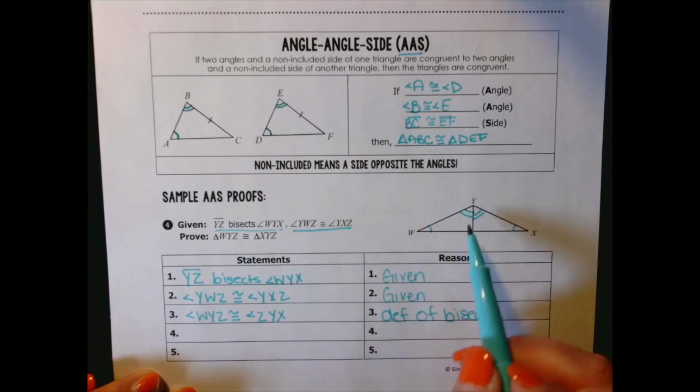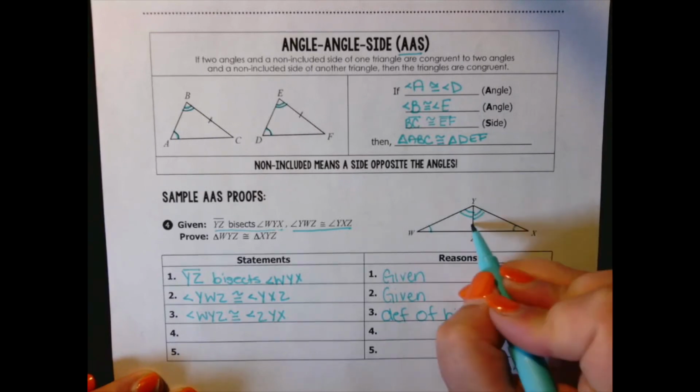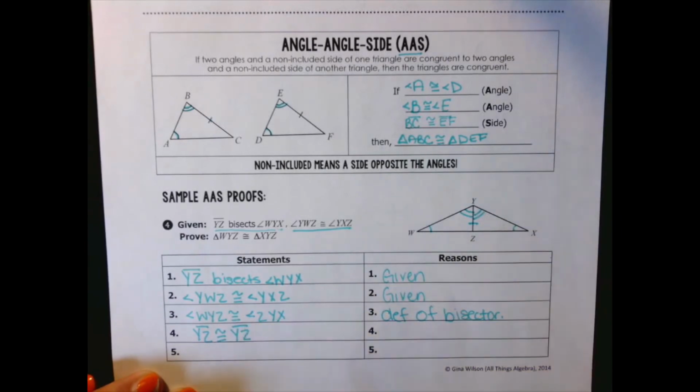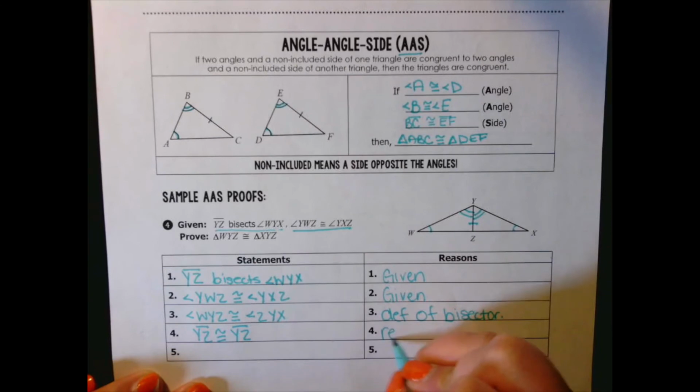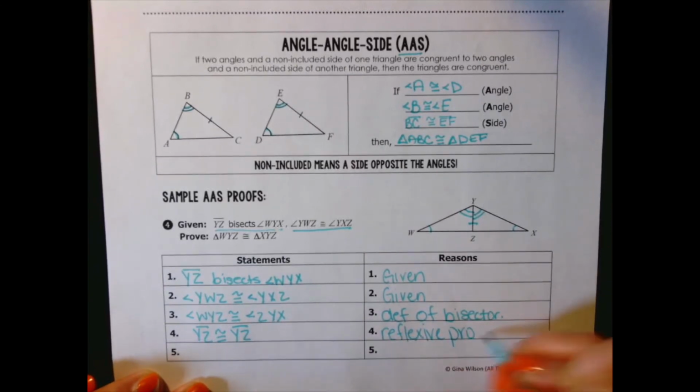Now we're going to say that side YZ is congruent to side YZ. We can come to that conclusion just by looking at our picture because that's a shared side. Anytime we have a shared side, it's going to be congruent to itself, and that is going to be due to reflexive property. Same thing on both sides, like a mirror.